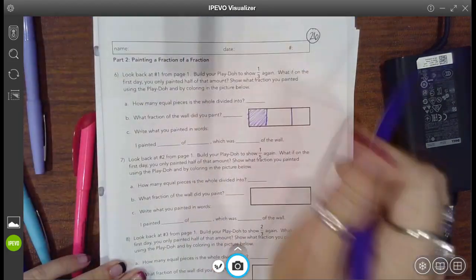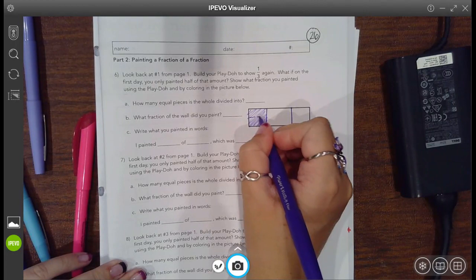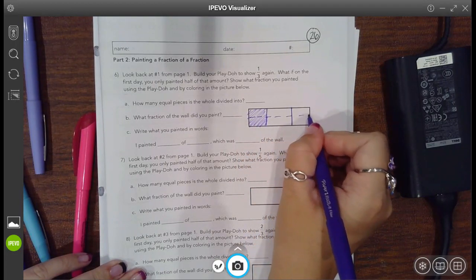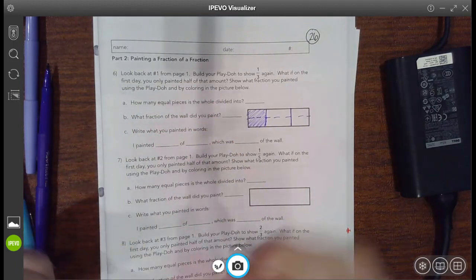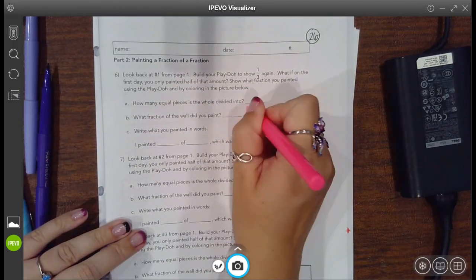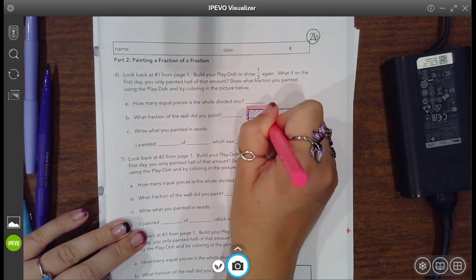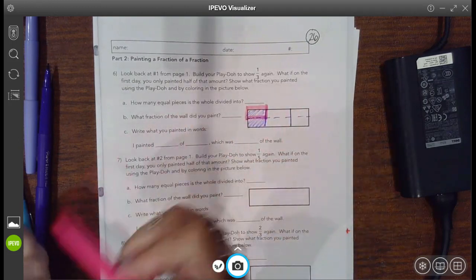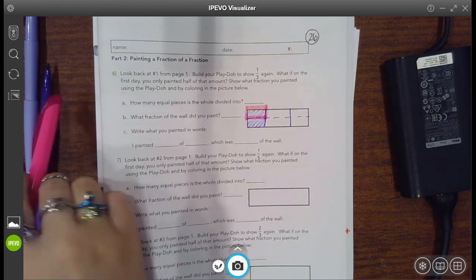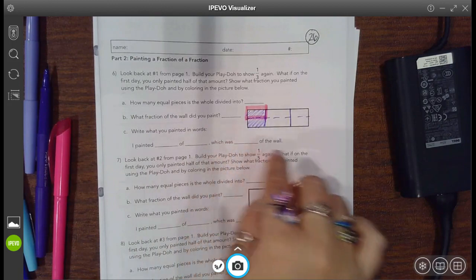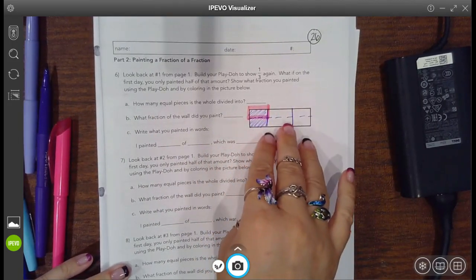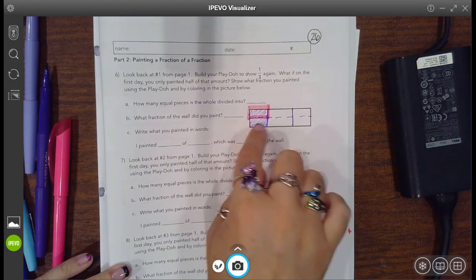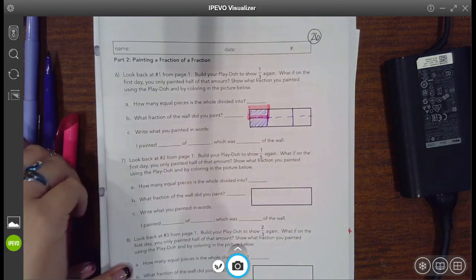Well, let's go ahead and cut it in half. Okay. So that means that this is the only part that actually got done on that first day, right? So what does that represent? Well, how many equal pieces is the whole thing divided into? Not 3. How many? 1, 2, 3, 4, 5, 6 pieces.